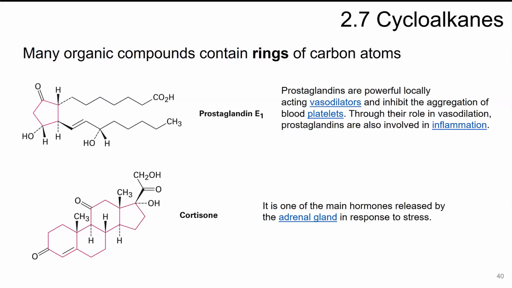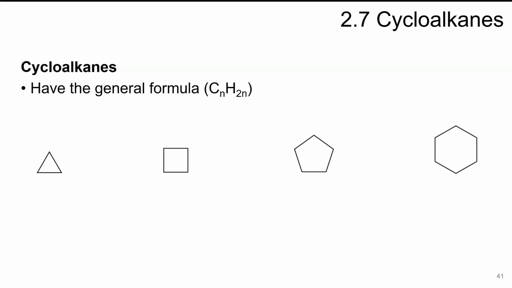So we can move on to cycloalkanes. Many organic compounds have rings of atoms, which we've already seen some of already. This structure here is prostaglandin E1, a very powerful acting vasodilator, which inhibits the aggregation of blood platelets. It's used in inflammation. It has this cyclic ring here with the 5-membered ring. And cortisone is one of the hormones released by the adrenal gland in response to stress, and that has a 4-ring cyclic system. Cycloalkanes are saturated cyclic hydrocarbons.